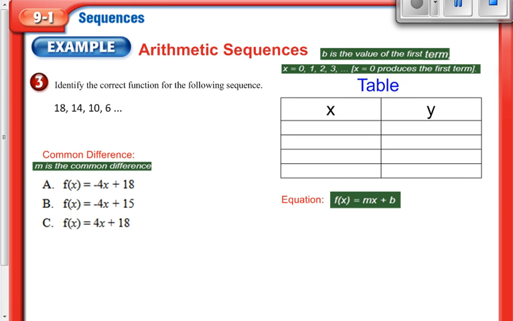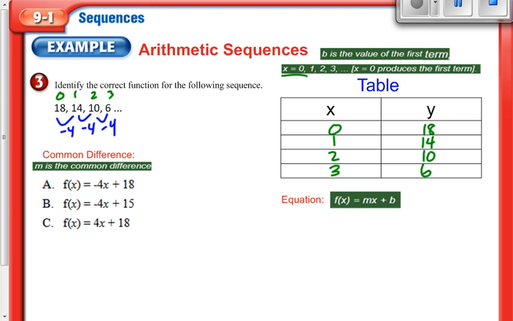Example 3, I want you to go ahead, pause the video and try to tackle this one yourself. Notice there is no literature behind this, so our first value when x is 0, there it is. So go ahead and pause the video and try to work through this real quick and check back in.